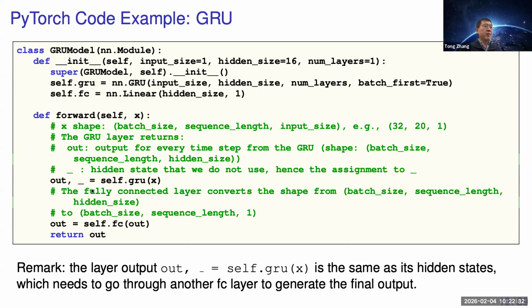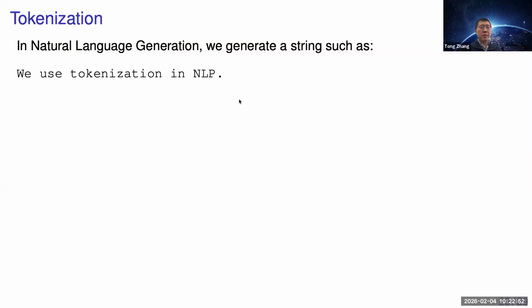Just mentioning the output is hidden. If you want to make it an output, you have to go through a linear layer. For example, even the dimension may not match, right? Hidden is hidden. Output will be the vocabulary size. Here, actually, the vocabulary size is 1. Maybe I should make it not 1, but 16 or something, just to make it more immediate.